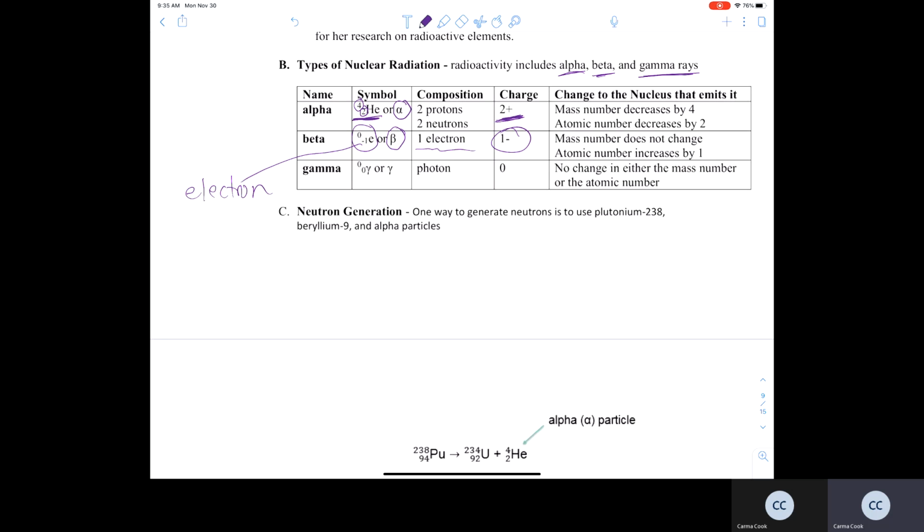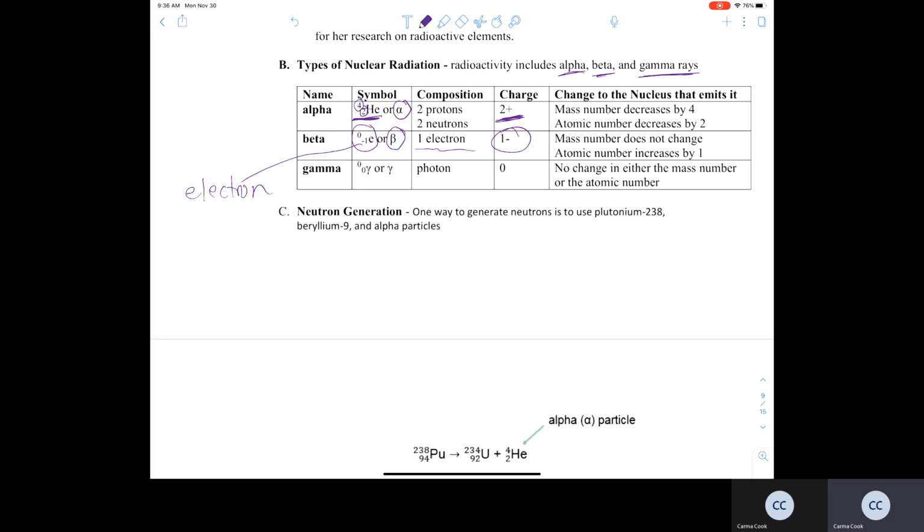It doesn't change the mass number of the element when a beta particle is emitted from it, but the atomic number, therefore, will increase by 1 due to the loss of an electron.